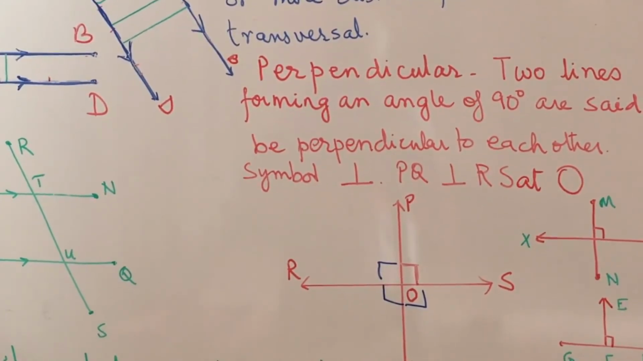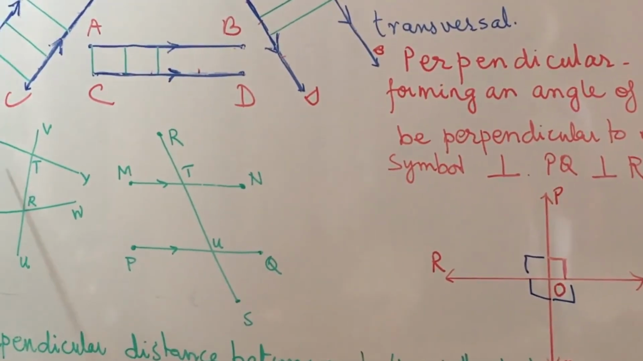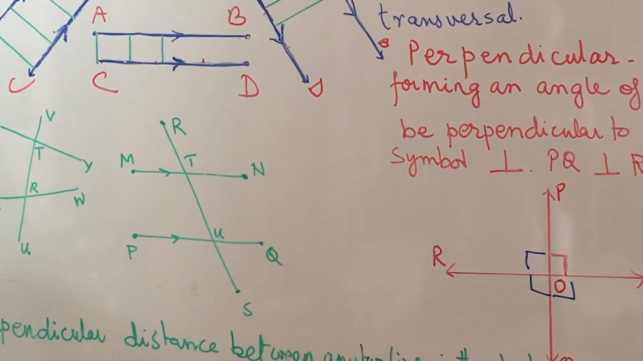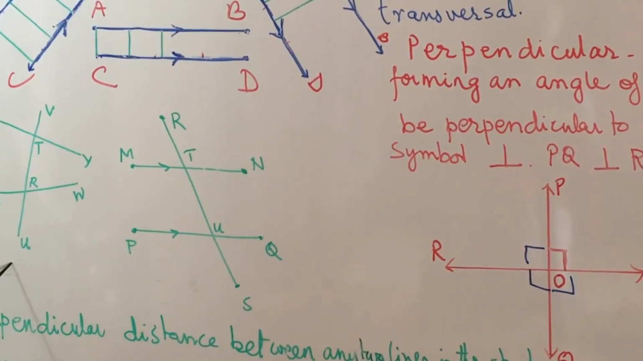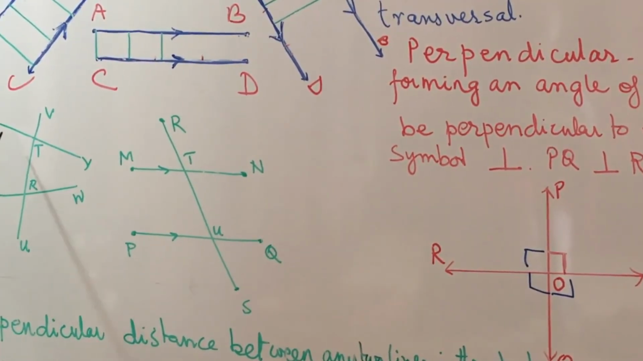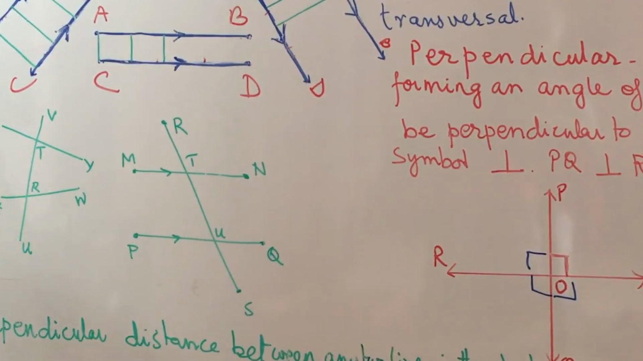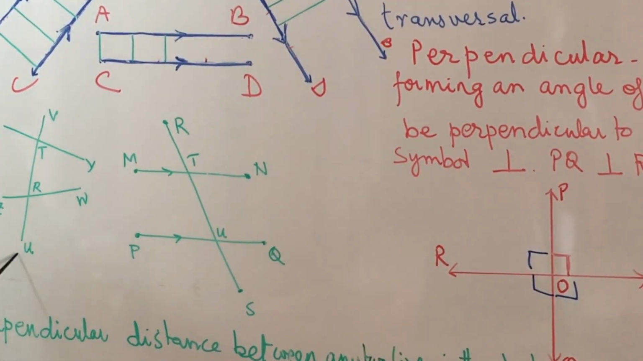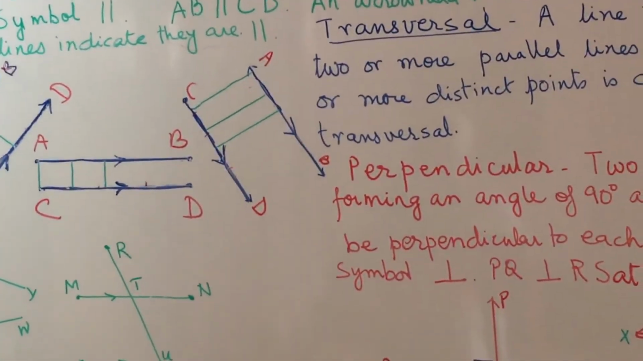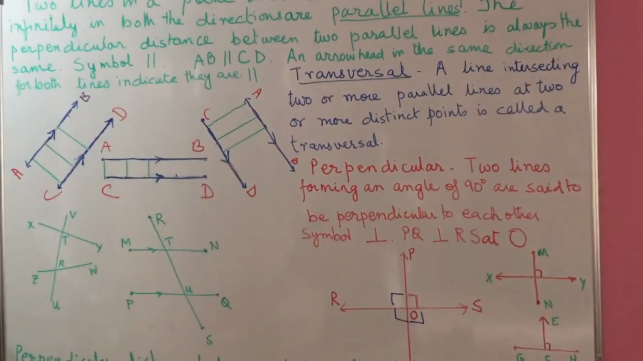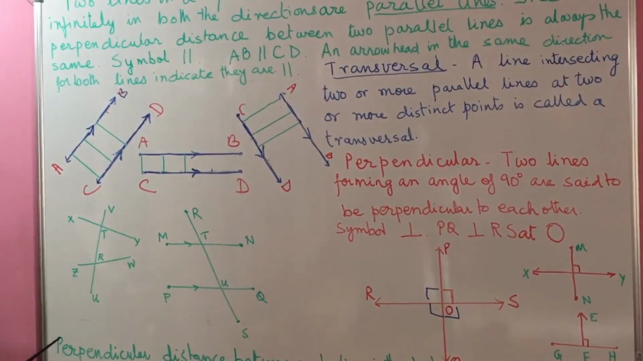The transversals can be drawn for non-parallel lines also. I have shown that also on the blackboard. Here I have XY and ZW which are not parallel to each other, and I have drawn VU which is a transversal cutting XY at T and ZW at R. T and R are the two distinct points at which the transversal is cutting the lines. So a transversal is a line intersecting two or more parallel lines or non-parallel lines at two or more distinct points.